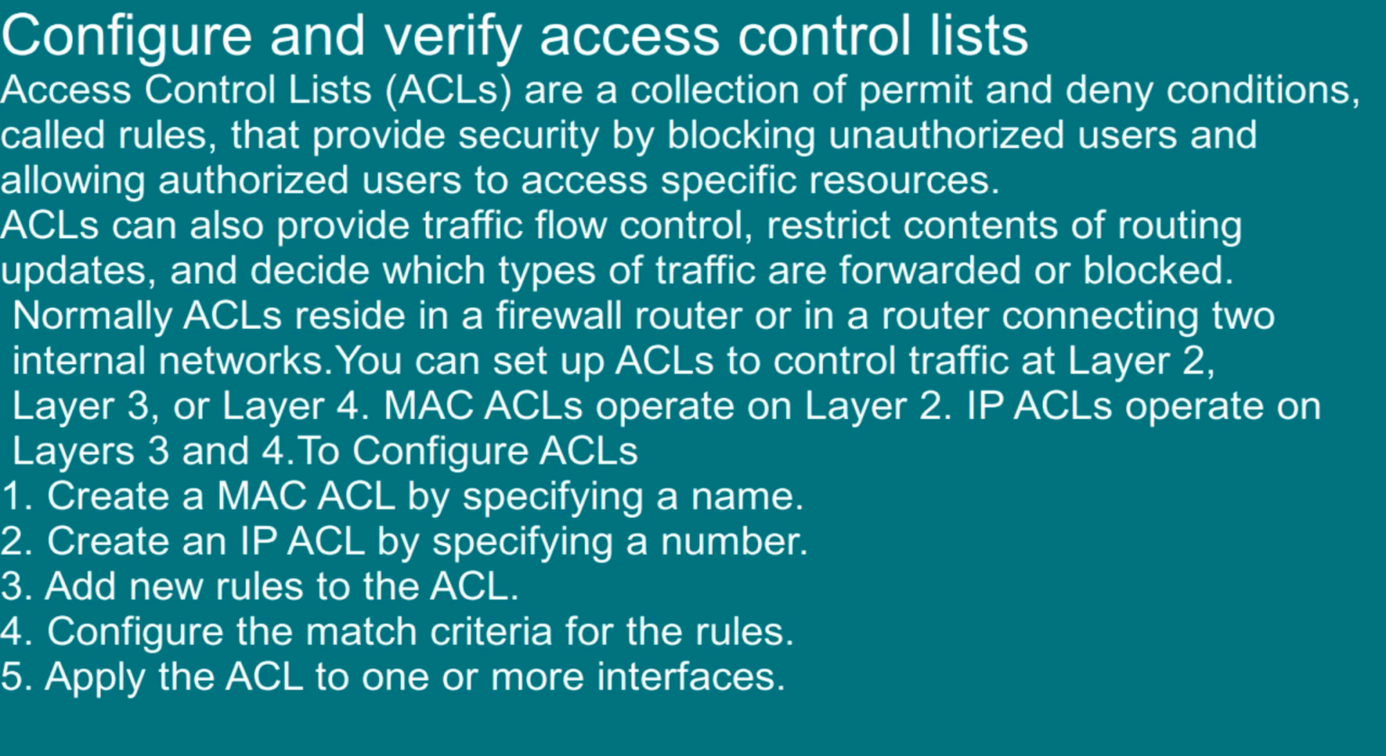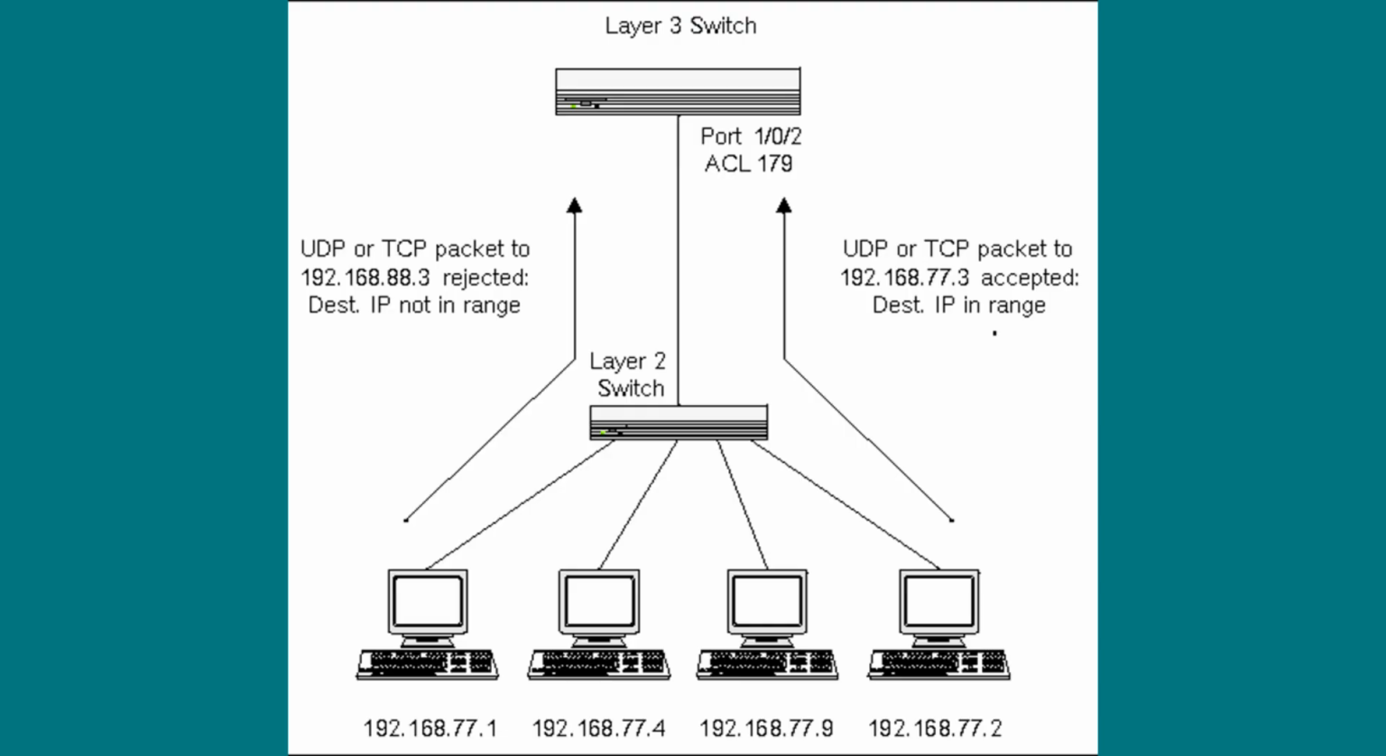To configure ACLs: 1. Create a MAC ACL by specifying a name. 2. Create an IP ACL by specifying a number. 3. Add new rules to the ACL. 4. Configure the match criteria for the rules. 5. Apply the ACL to one or more interfaces.